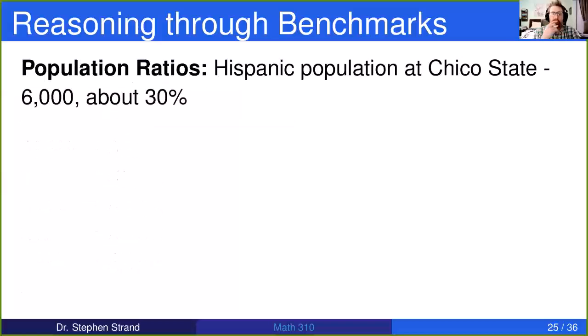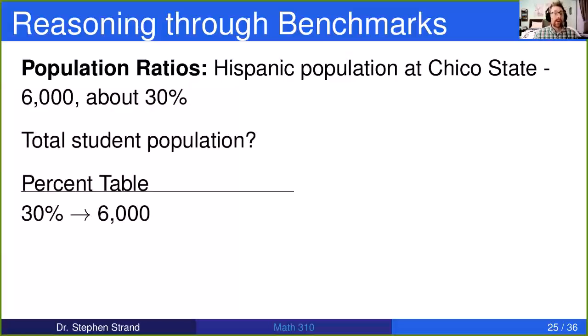In this example, instead of calculating the percent value, we're going to try to figure out what the missing total is. So the Hispanic population at Chico State is approximately 6,000 students, which makes up about 30% of the total student body. So the question is, what is the total student population at Chico State based on these percentages, right? If 6,000 is 30%, then we're interested in figuring out what is 100%. And we can use benchmarks to do that again.